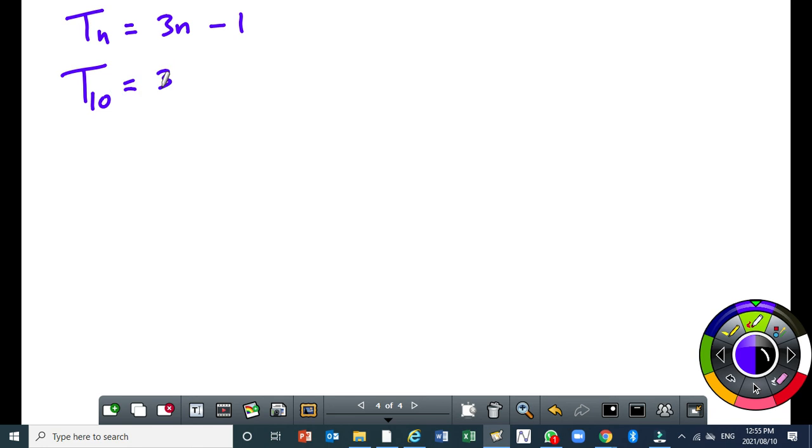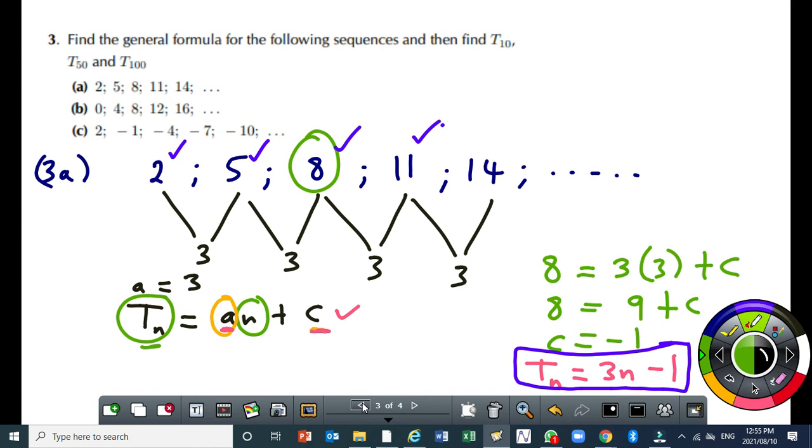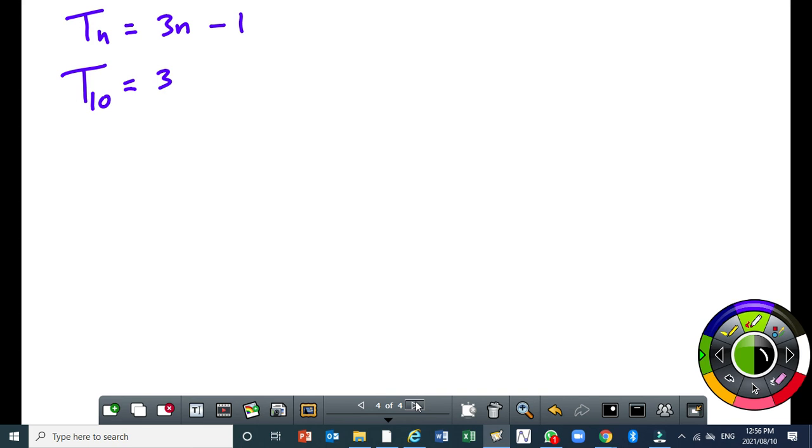Remember, just to remind you that in this general term here, this n here is the same value that you put there. Right? They are related. So T10 means that my n is 10. So I'll put 10 then minus 1. So the final answer will be 30 minus 1, which is equal to 29. So T10 is going to be equal to 29.